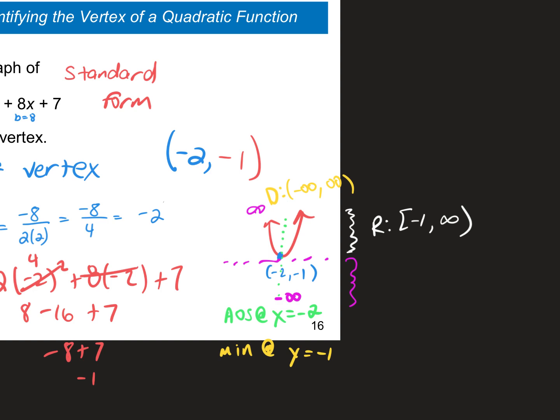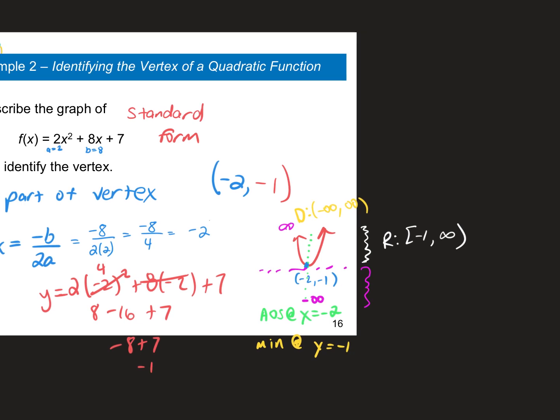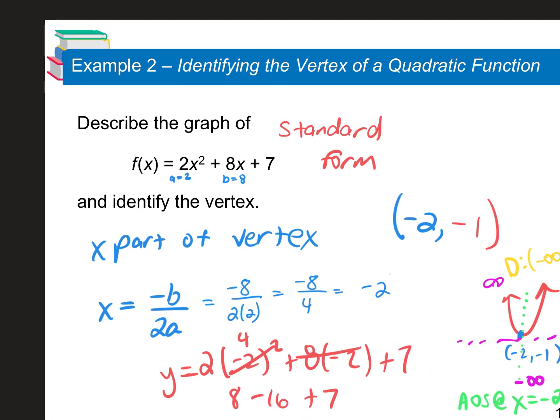If I asked you guys where the x-intercepts were, how would you find the x-intercepts? What's another word for x-intercept? The zeros. How would I take this function and find the zeros? We set the y equal to what? 0, and we factor. If it doesn't factor, you use the quadratic formula.